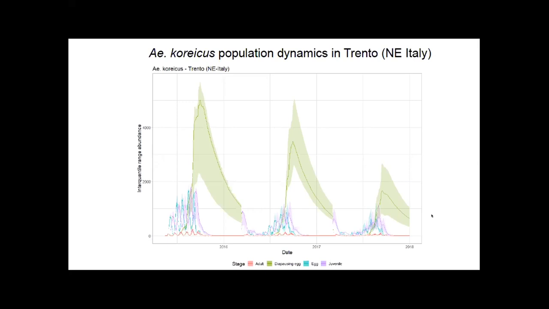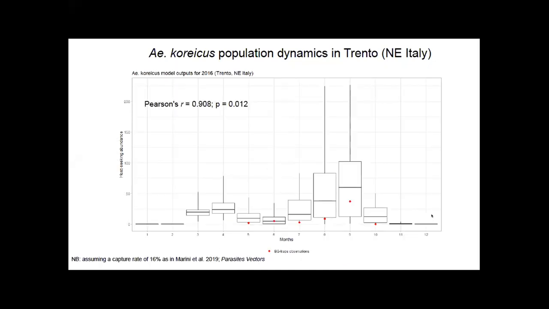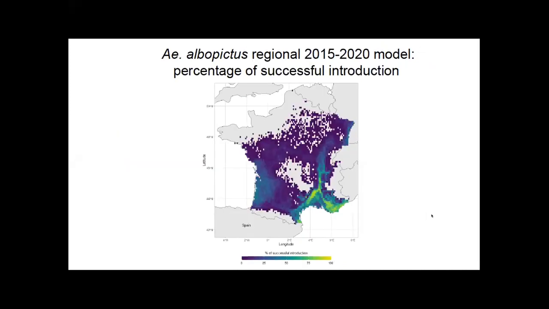There is no paper on the diapausing eggs of Aedes koreicus, but we gathered the information from Aedes japonicus, since the two species are quite closely related. And we validated the model for the year 2016 using data gathered from BG traps. For the observations available, we got a precision of our estimate of about 0.9 Pearson R. And finally, to give you a last example, next slide, please.